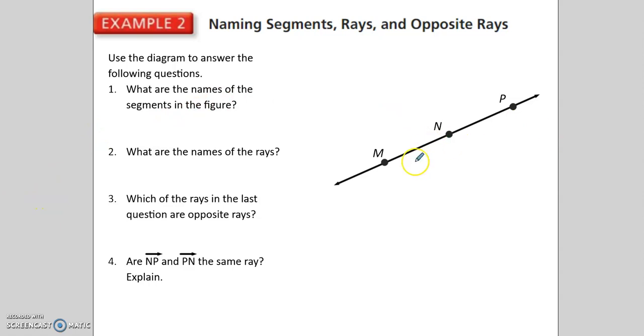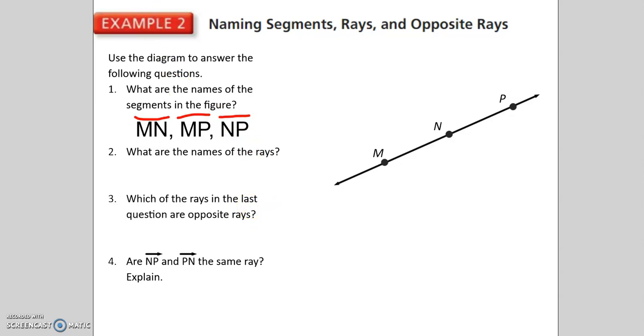Okay, using this diagram, what are the names of the segments in the figure? So I have line segment MN. I have line segment MP, see here's MN, and then I have MP, that whole thing. And then I have one more, NP. Can't just write them like that. Remember, I have to have this symbol up top that represents a segment, which is just a straight line with no arrows. Those are segments.